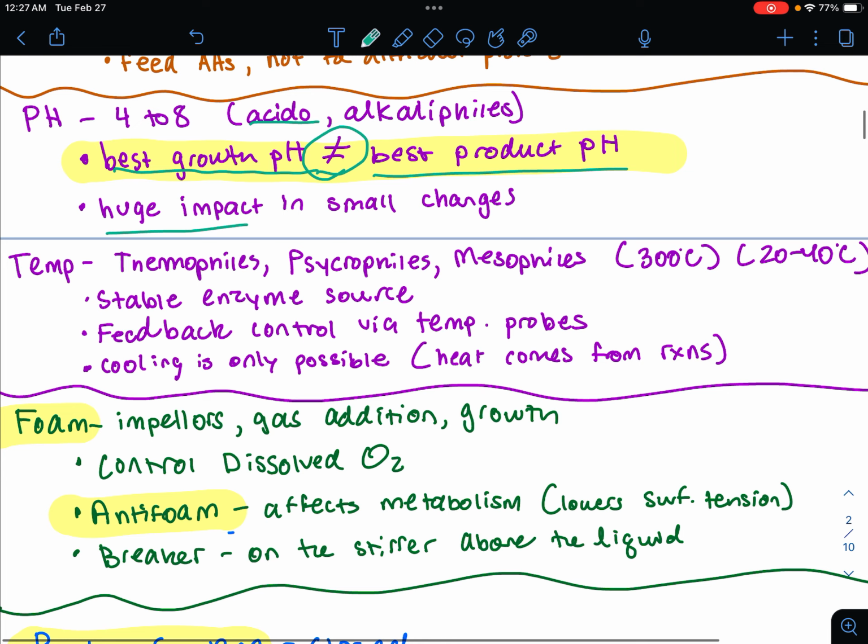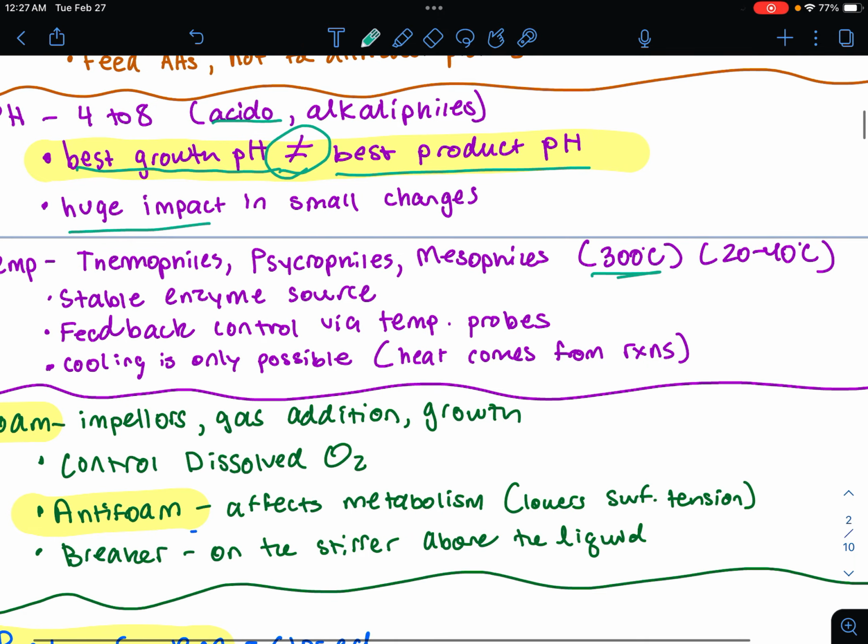Likewise with temperature. You can have thermophiles, which are going to be grown from 55 to 120, but they could also be isolated at 300 degrees Celsius. Psychrophiles are going to be at the polar regions, less than 10 Celsius. And then our mesophiles are going to be 20 to 40 degrees Celsius. This is where you find some of those pathogens as well.